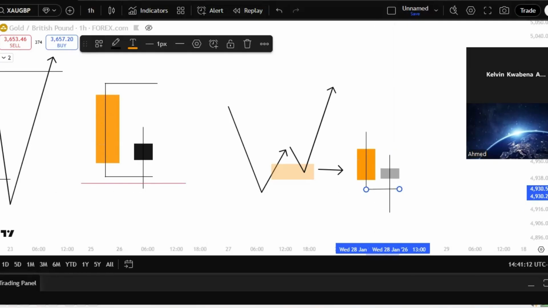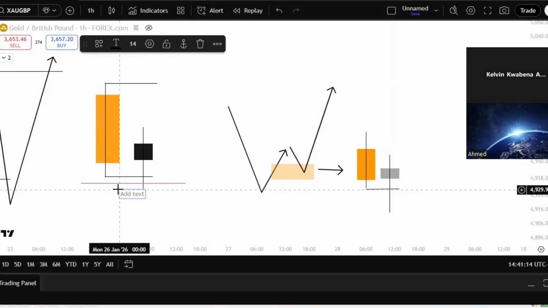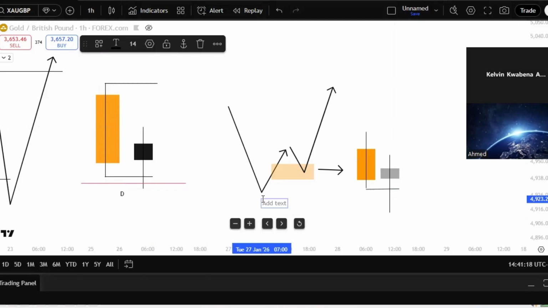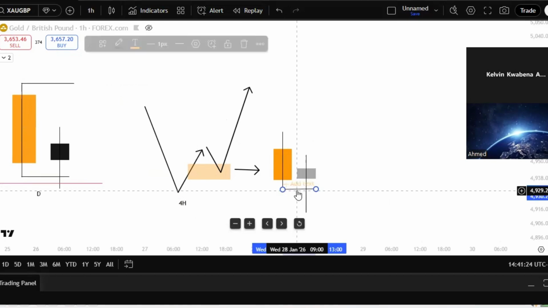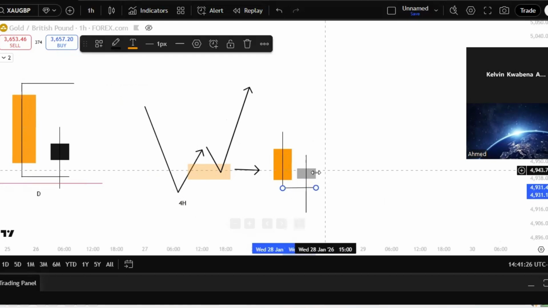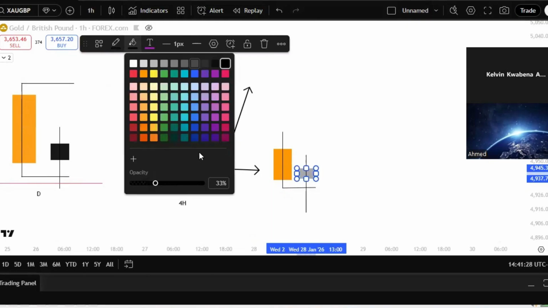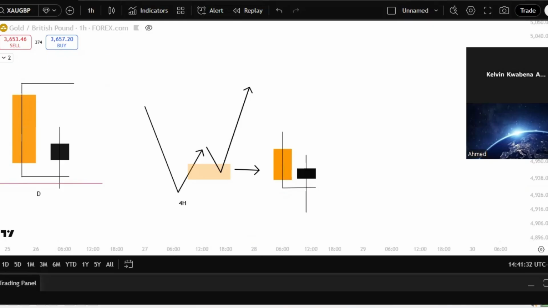So if I'm to place text under them, I will say that this is your daily. This will be your 4-hour. Now inside this 4-hour, you want to spot this, right? You want to spot this signature inside your 4-hour fair value gap. And then you can go to the 15-minute time frame. When you go to the 15-minute time frame, you see something like this.